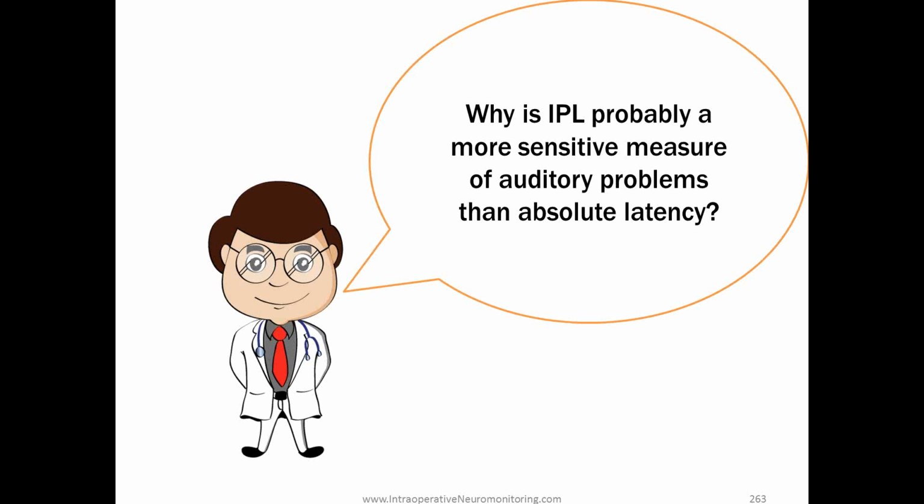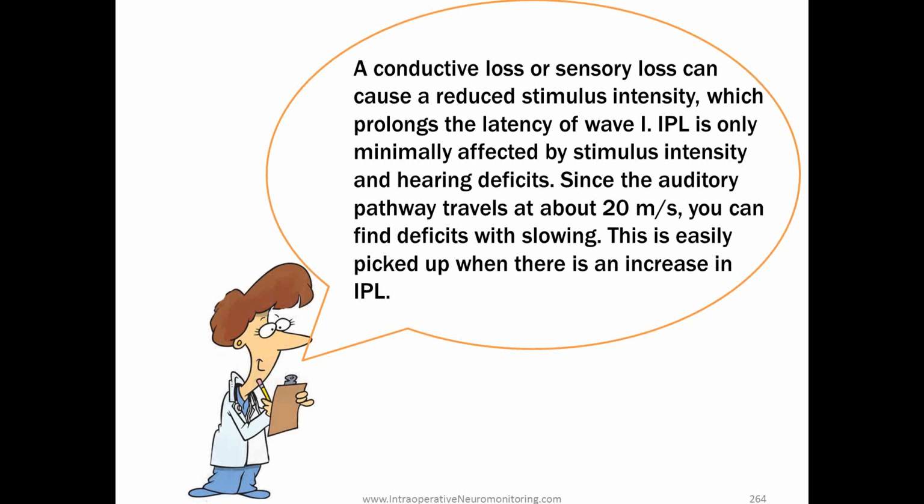Why is IPL probably a more sensitive measure of auditory problems than the absolute latency? That's the interpeak latency. Why is it better than absolute? A conductive loss or sensory loss can cause a reduced stimulus intensity, which prolongs the latency of wave 1. An interpeak latency is also minimally affected by the stimulus intensity or hearing deficit. Since the auditory pathway travels at about 20 meters per second, you can find deficits with slowing. This is easily picked up when there is an increase in the IPL.